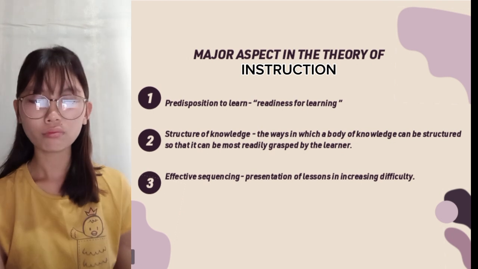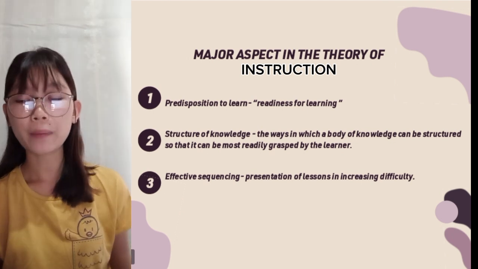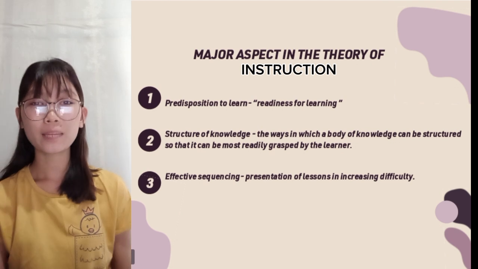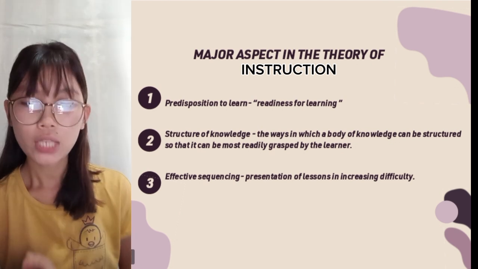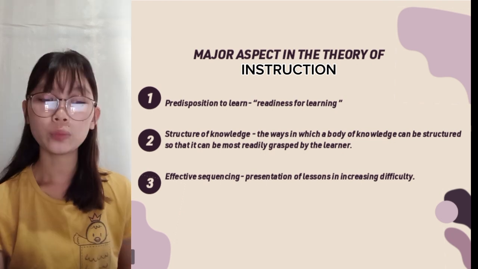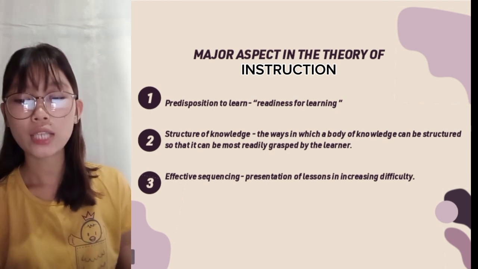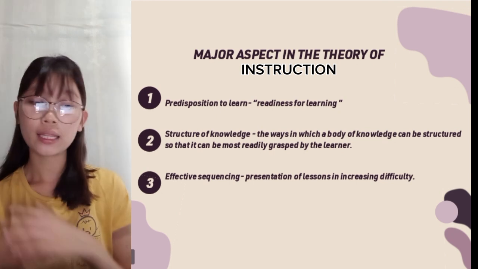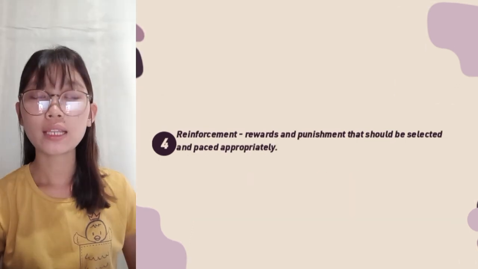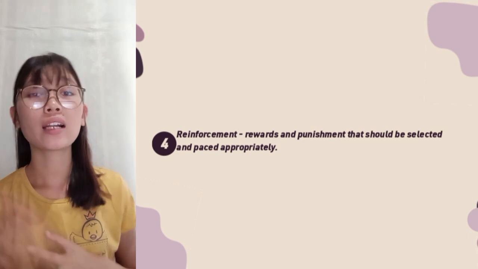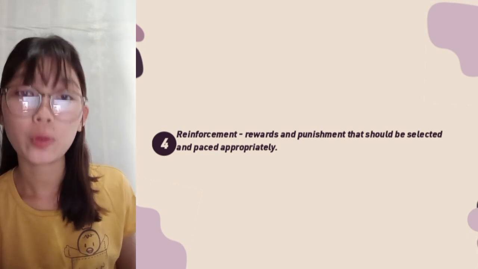No one sequencing will fit every learner, but in general, the lesson can be presented with increasing difficulty. So, a spiral curriculum refers to the idea of revisiting basic ideas, the lesson over and over so that it can be understood more and mastered. The fourth one is reinforcement. This is the rewards and punishment that should be selected and paced appropriately.